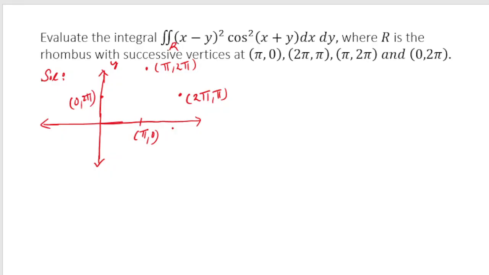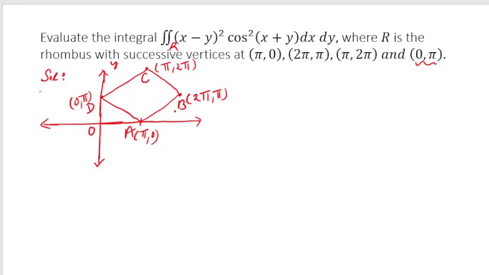Is it okay, or I think it should be (0, pi)? So it is not (0, 2 pi), it is (0, pi), otherwise it will not remain a rhombus. So let me just quickly correct it. So it is (0, pi). Okay, now if I draw it, this is how the picture will look. I hope the picture is clear. So let me call this origin O, and the vertices A, B, C and D.